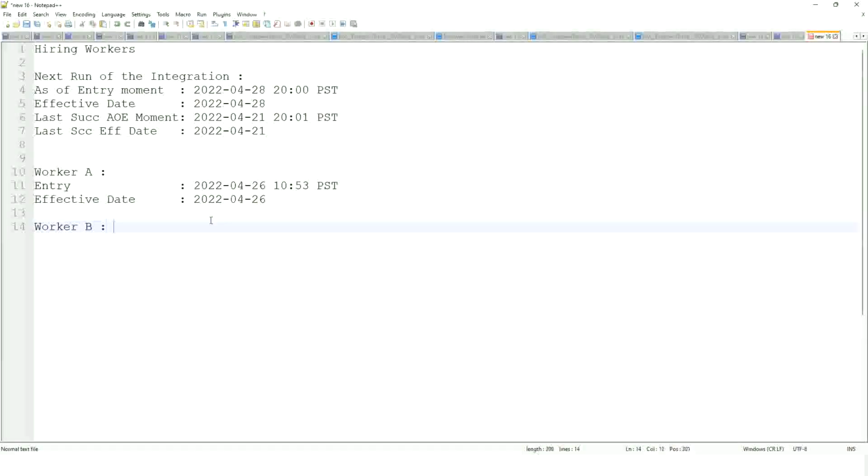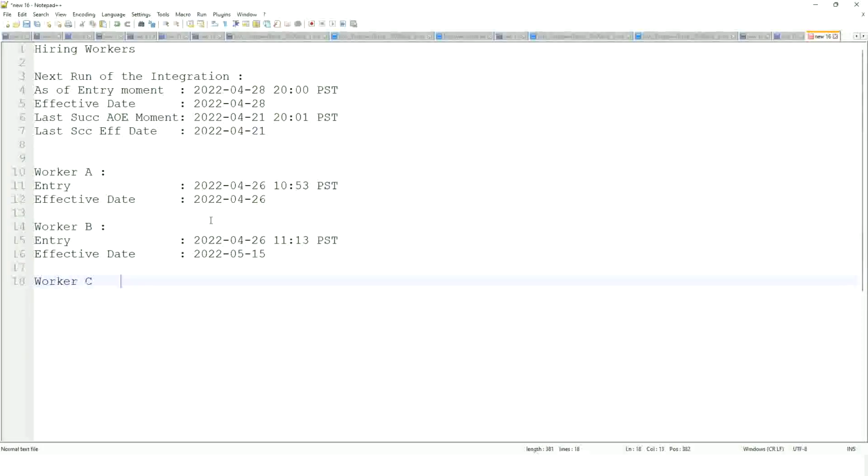Then we have another worker, which is worker B. The HR person was working and she made the entry at the same go. She was sitting, she was working on this, so she finished this by 11:30 PST in 10, 20 minutes. The effective date of worker B is 2022-05-15. This person, worker B, is going to join us on the 15th of May. So it's a future date in hire.